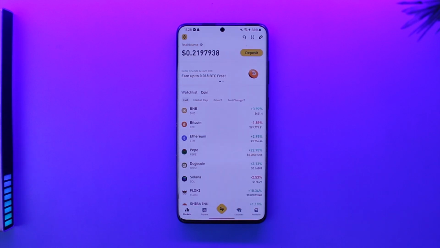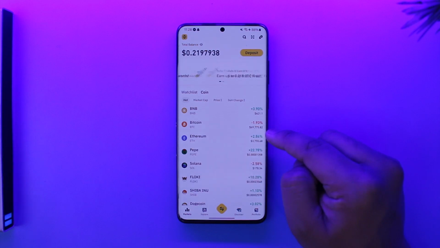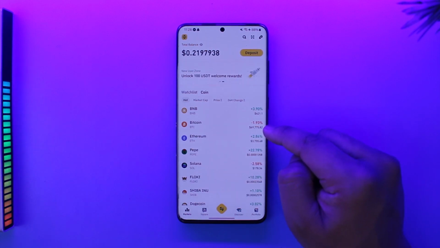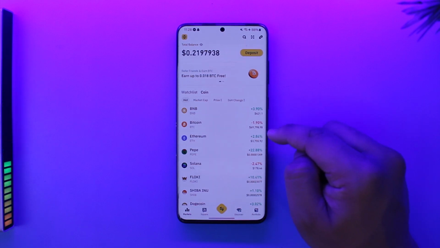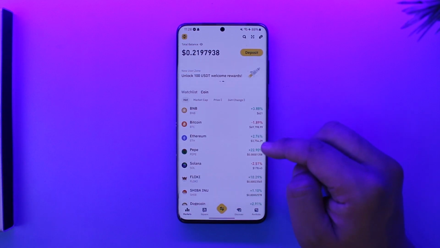Now, if you want to first of all buy, let's say, a certain amount of crypto that is decreasing. So today Bitcoin has decreased by minus 1.9 or 1.8% on average. So today if I buy in this low price, tomorrow if the value increases and then I sell it, I get a certain amount of profit, and that is called trading.